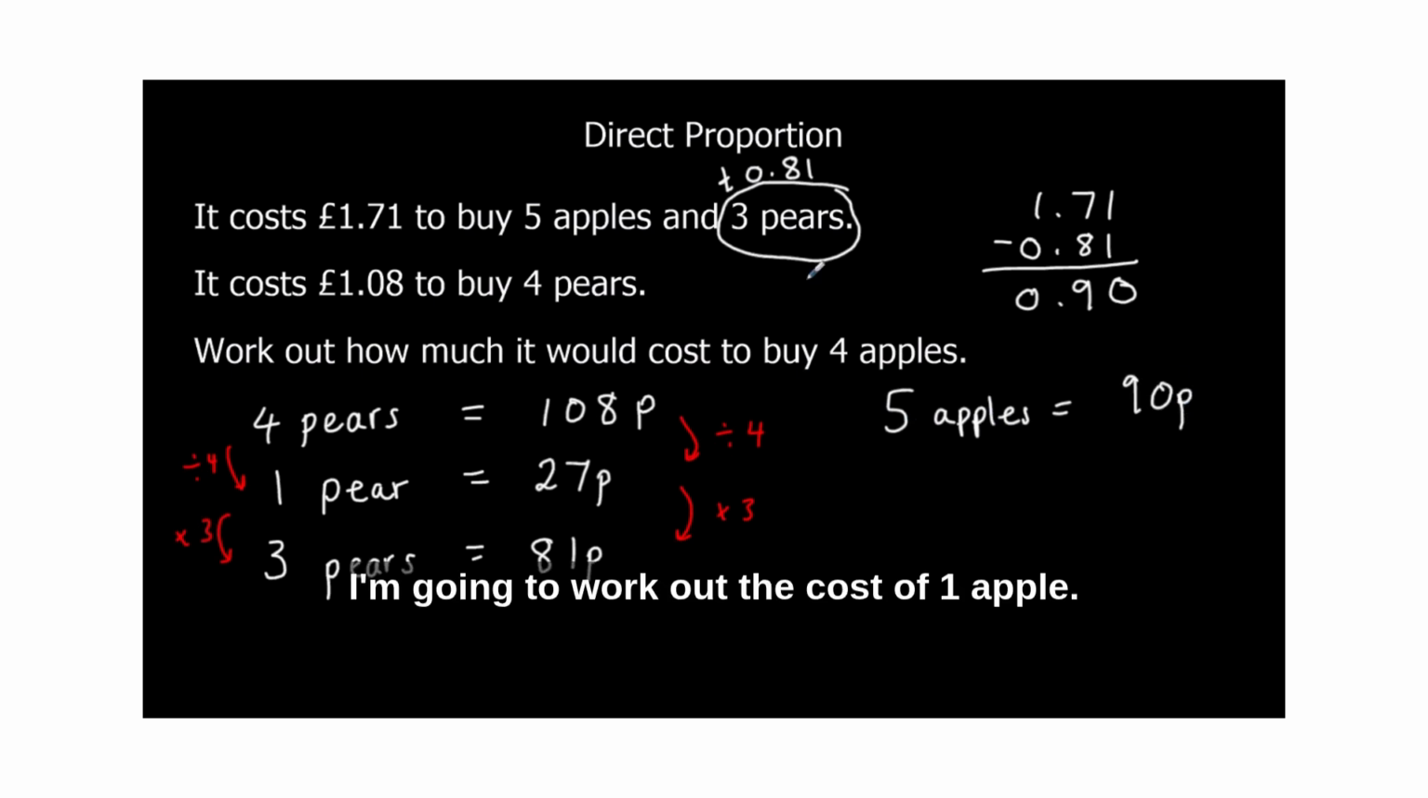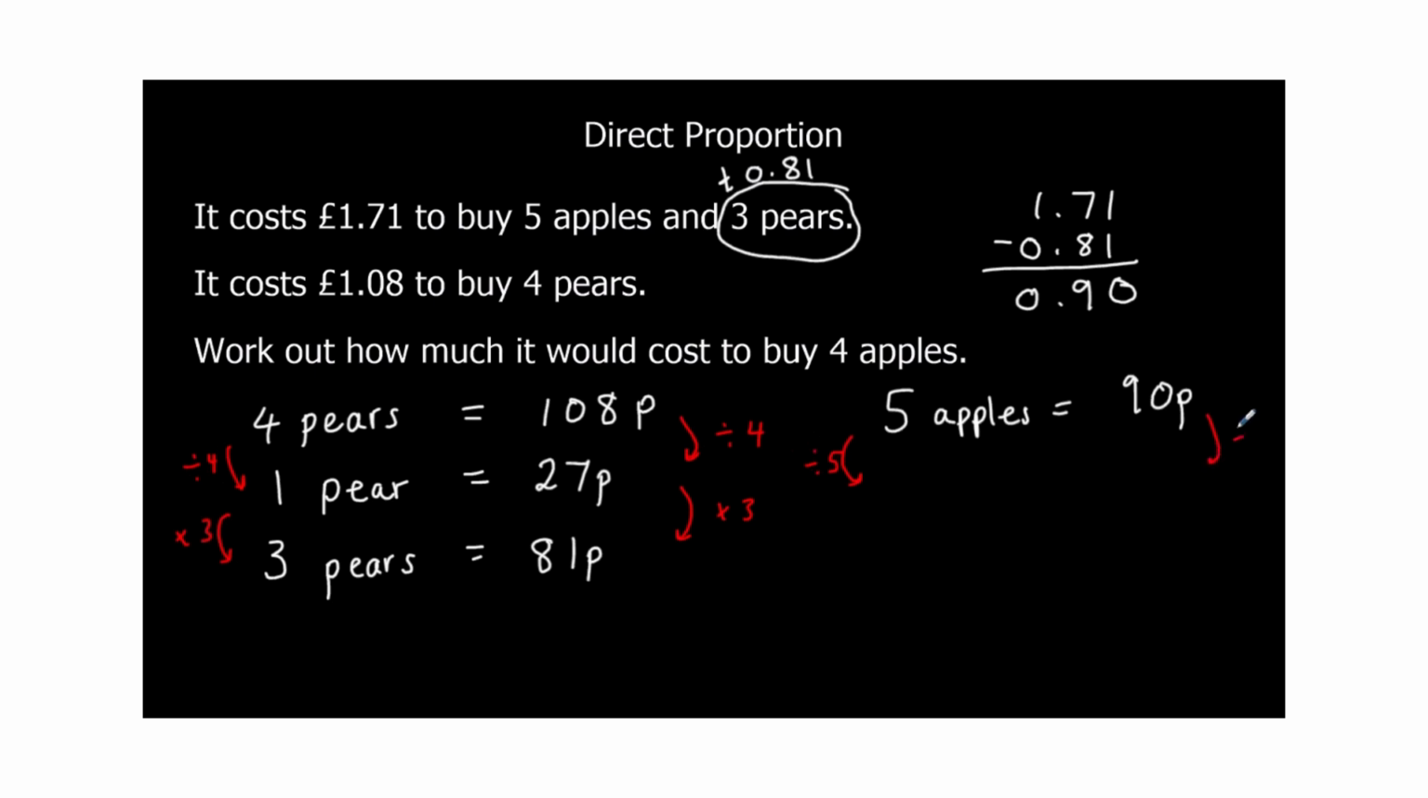I'm going to work out the cost of 1 apple. So divide by 5, both sides. So 1 apple is 90 divided by 5. So 90 divided by 10 is 9. Double it, 18. So 1 apple is 18p.